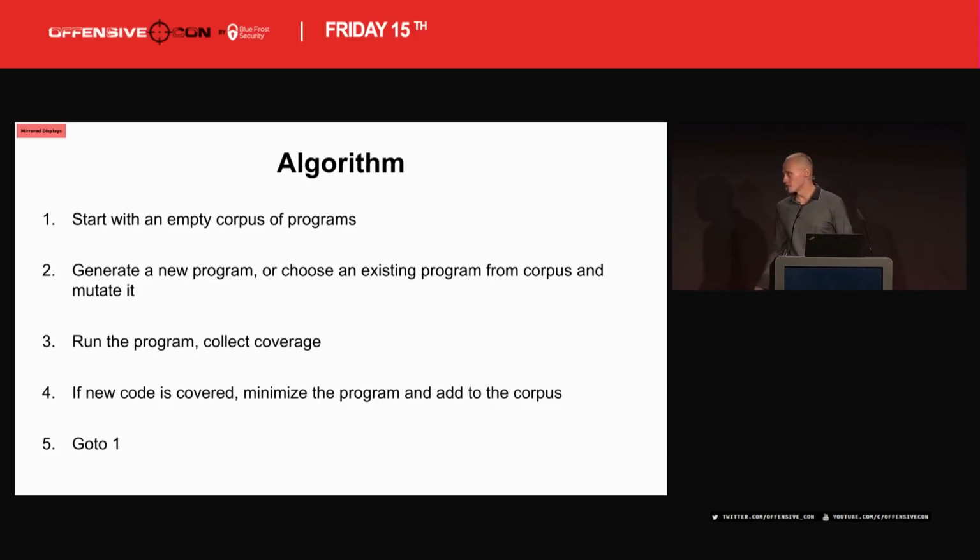And the algorithm of fuzzing is quite usual. I mean, it's the same for every kind of generation-based fuzzer. You maintain a corpus of programs, and on each step you either generate a new program or you mutate one of the existing ones. You execute it, you collect coverage, and if there is any new coverage, you add it back to the corpus. If there is not, you just throw it away, and you repeat until you're done.